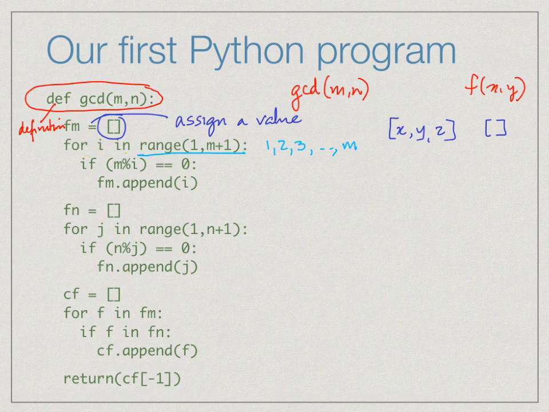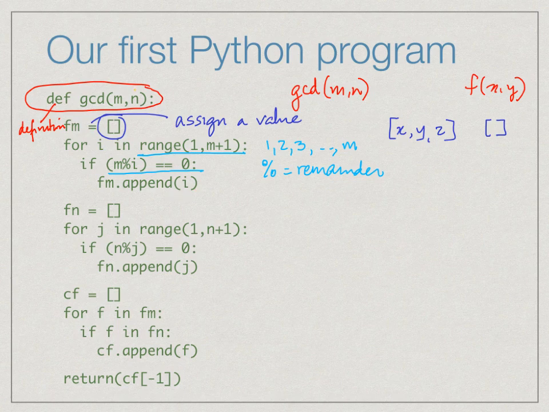For each of these values of i, we check whether this is true. Now percentage is the remainder operation. So it checks whether the remainder of m divided by i is 0. If the remainder of m divided by i is 0, then we will append i to the list fm. We will add it to the right. Append is the English word which just means add to the end of the list. So we append i to fm. So in this step, we have computed fm.